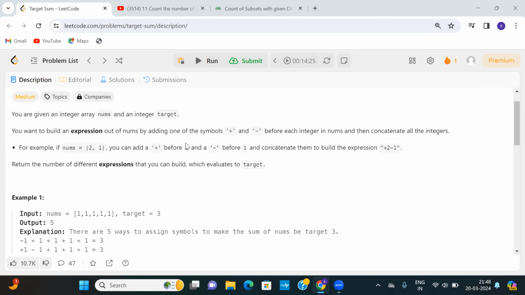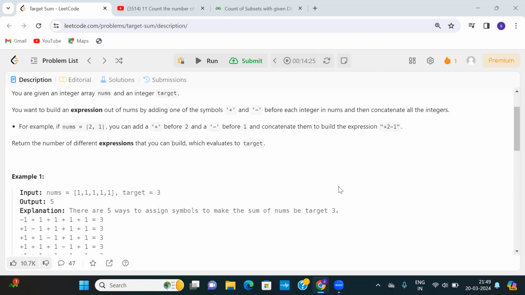We need to build an expression in such a way, and we are given a choice. We can use the plus symbol as well as the minus symbol. We need to build an expression out of our nums array by adding one of the symbols, either plus or minus, before each integer in nums. And then we need to concatenate all the integers. After concatenating all such integers, if our expression evaluates to the target, it means it's a valid expression. If it doesn't evaluate to the target, it is not a valid expression. So what we need to do is return the total number of different expressions that we can build which evaluate to target.